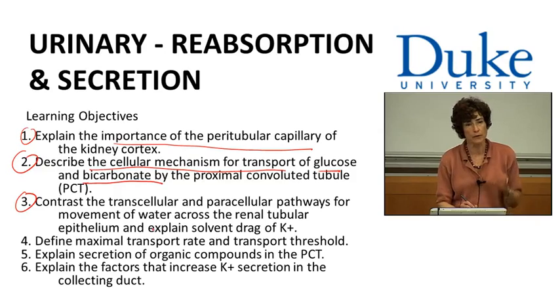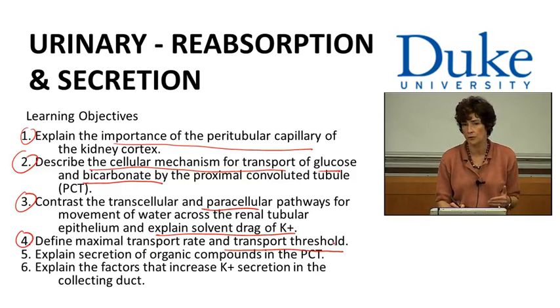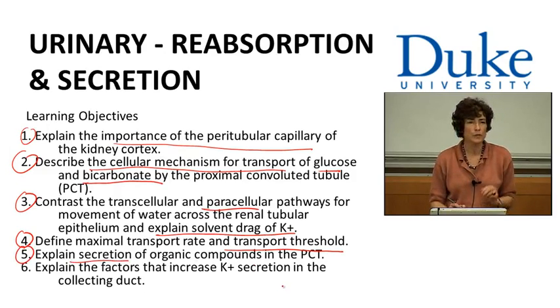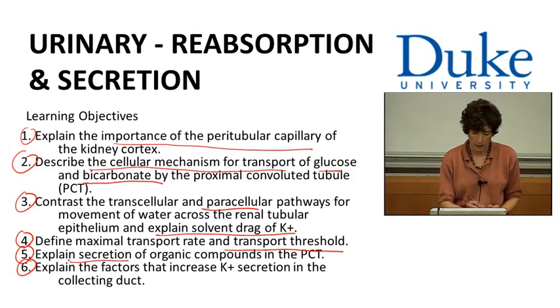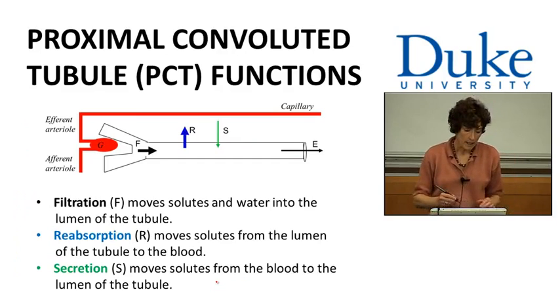Third, we want to talk about transcellular transport, that is, the movement across cells versus movement between cells, the paracellular pathways. This is the way that water will move across this particular region of the kidney. We'll also talk very briefly about the solvent drag of potassium. Fourth, we will define the maximum transport rate and the transport threshold for items that are using transporters. And fifth, we'll consider secretion, only very briefly, and particularly secretion of potassium, again, very briefly. So let's revisit our tubule, and that's what's drawn here.